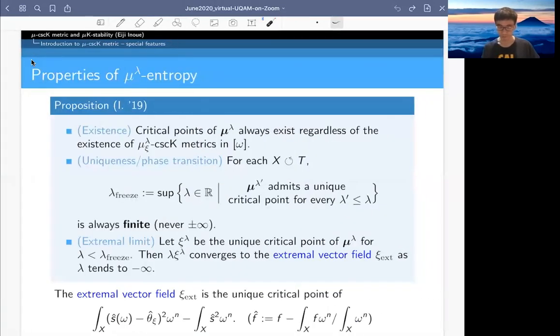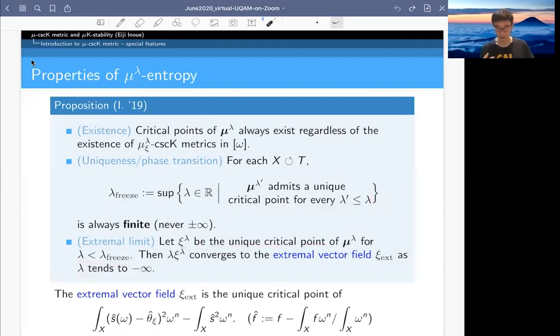And more interestingly, we can observe some relation with the extremal metric, the extremal vector field, when we take the limit of lambda going to minus infinity. Let us denote by xi lambda the unique critical point of this functional under this condition. By the definition of lambda freeze, there is a unique critical point of mu lambda. If we take such xi lambda, then lambda times xi lambda always converges, and the limit is given by the extremal vector field as lambda tends to minus infinity.